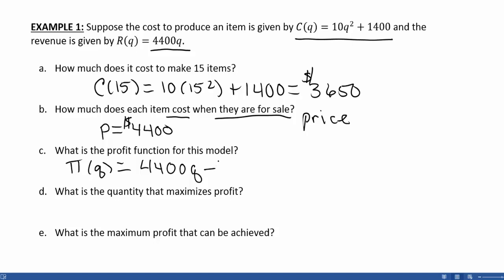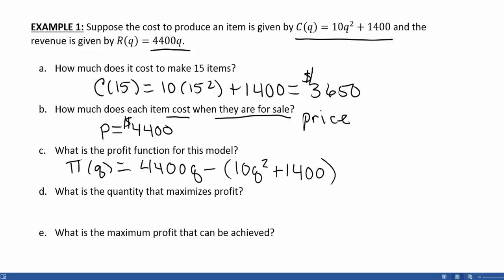However, my cost function has more than one term. So when I subtract it off, I'm going to use parentheses to make sure that my minus sign is distributed properly. So my revenue was 4,400Q minus cost, which is 10Q squared plus 1,400, and that gives me my profit function.